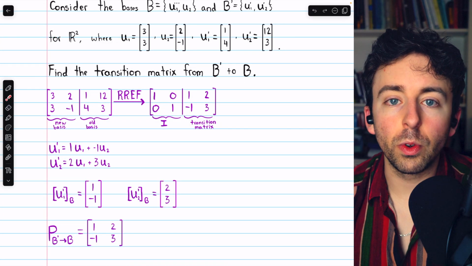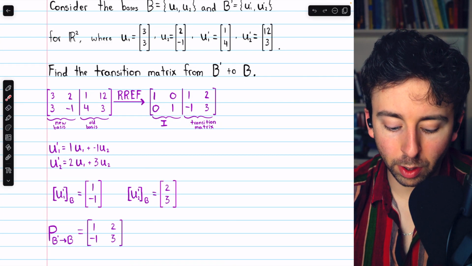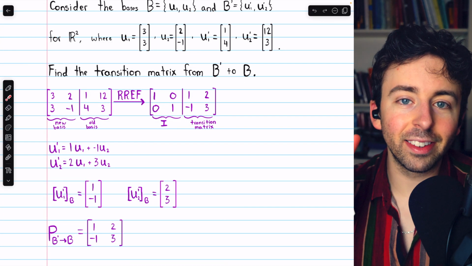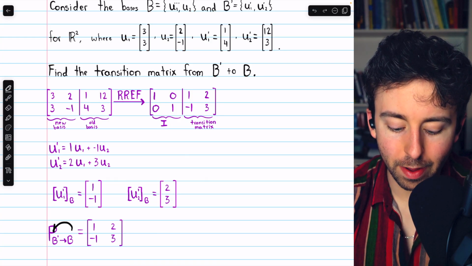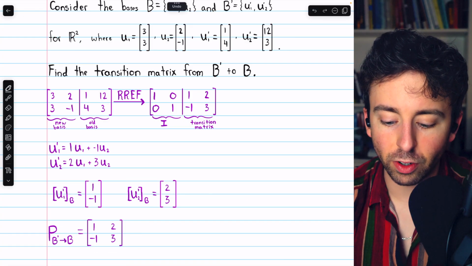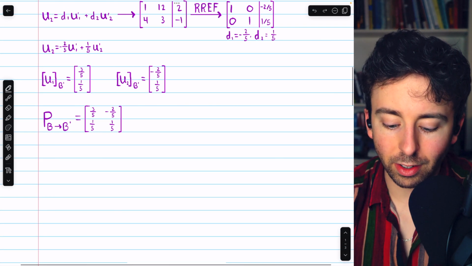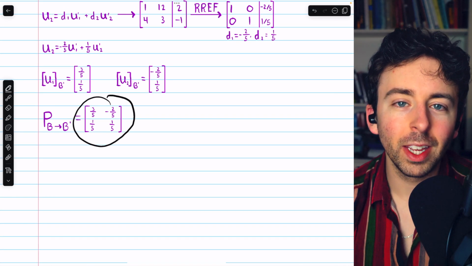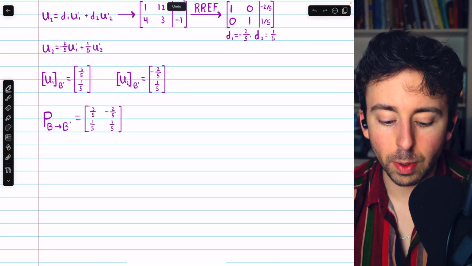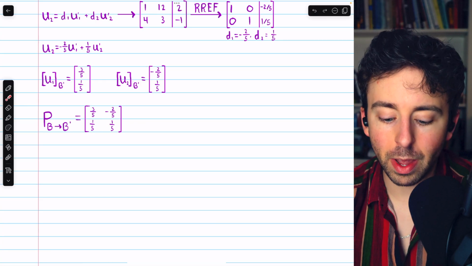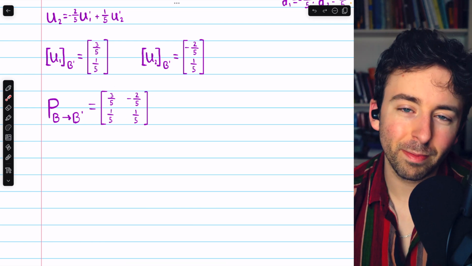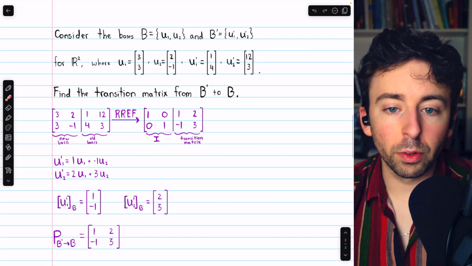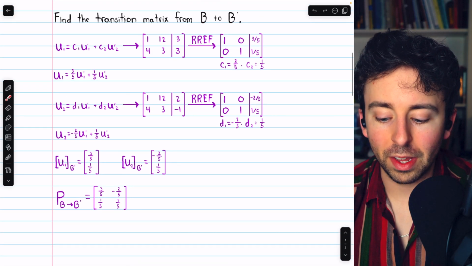One other strategy would be to view this transition matrix from B prime to B as undoing the transition from B to B prime. Hence, this is actually just the inverse of the transition matrix that went the other direction. In general, finding the inverse of a 2x2 matrix is not very difficult, so you may have preferred to just find the inverse of this. Although, with all these fractions, maybe it wouldn't have been so fun. Either way, those are a few strategies you can use to find transition matrices.